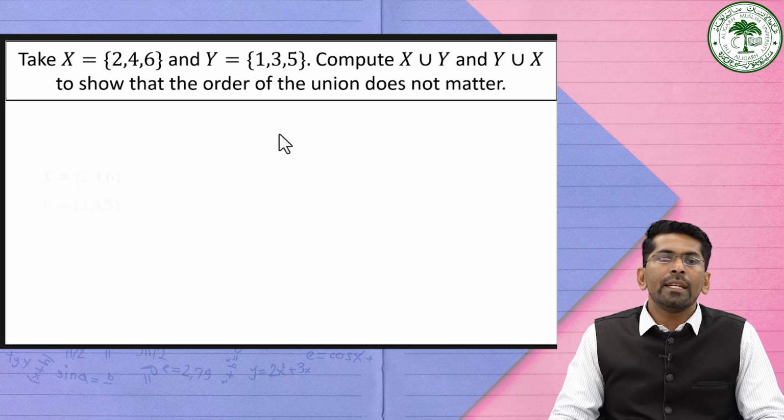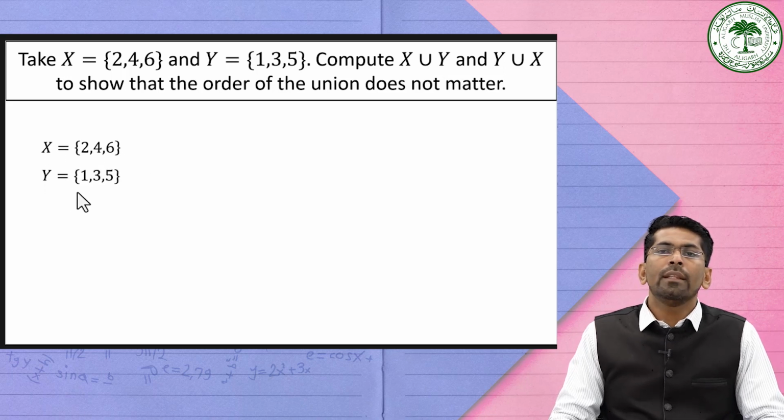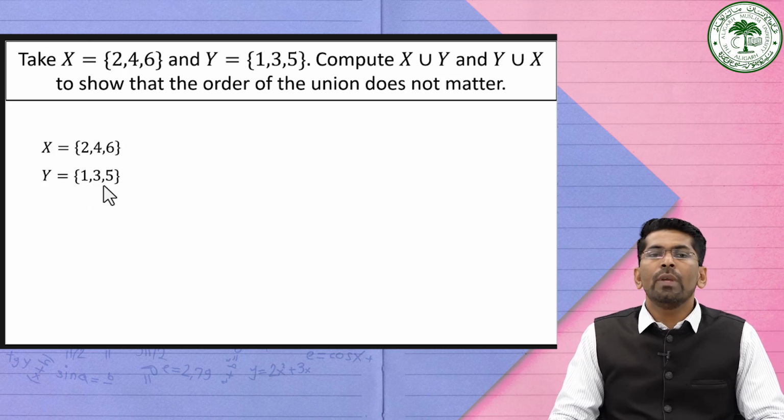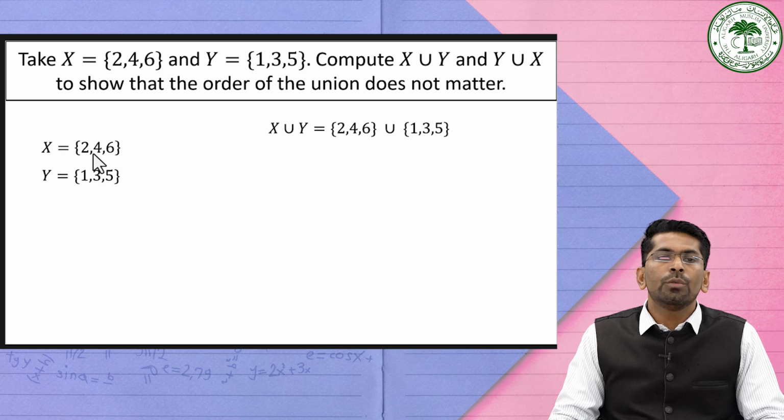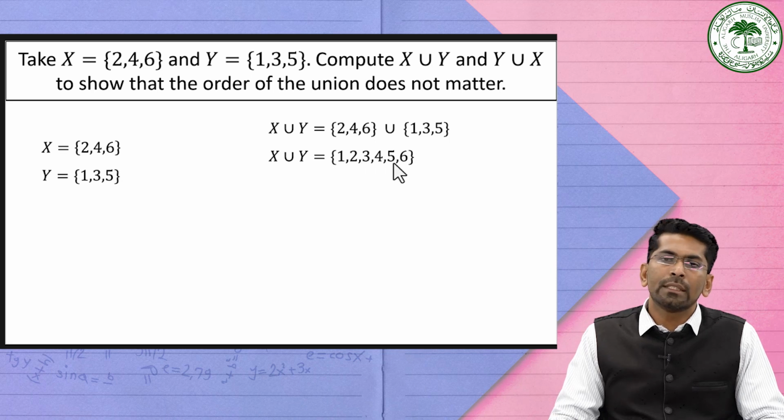So we have set x equal to {2, 4, 6} and set y equal to {1, 3, 5}. First we are going to consider x union y, which is {2, 4, 6} union {1, 3, 5}, which is equal to {1, 2, 3, 4, 5, 6}. So x union y is equal to {1, 2, 3, 4, 5, 6}.